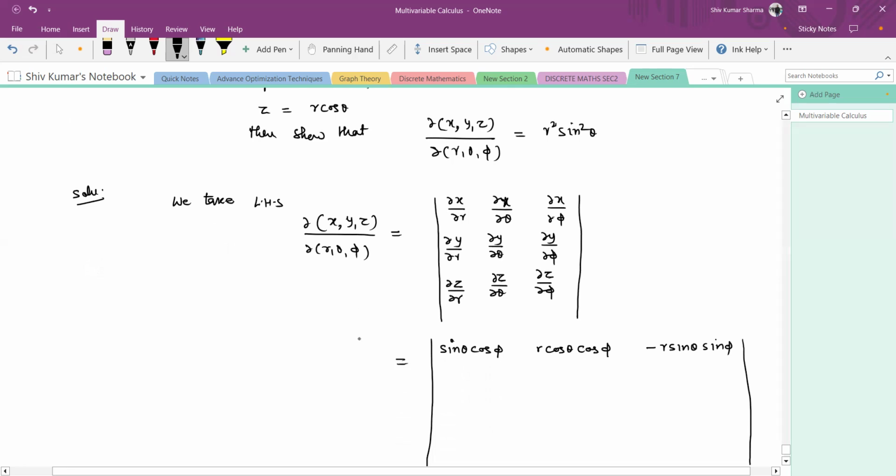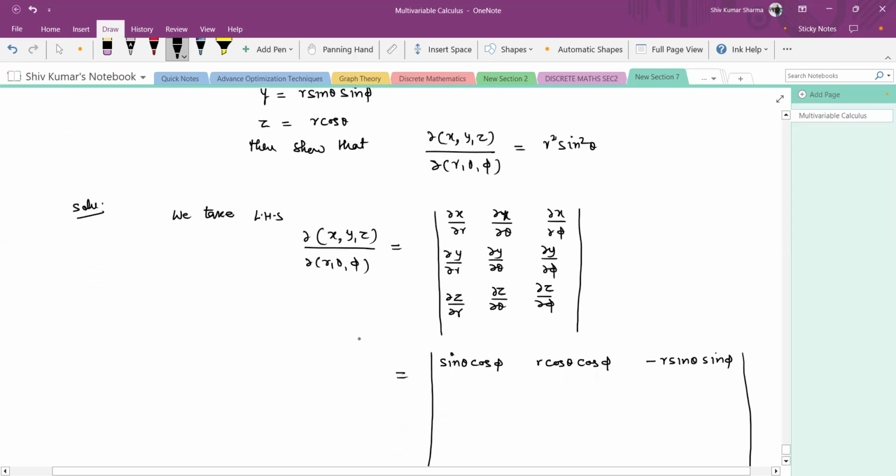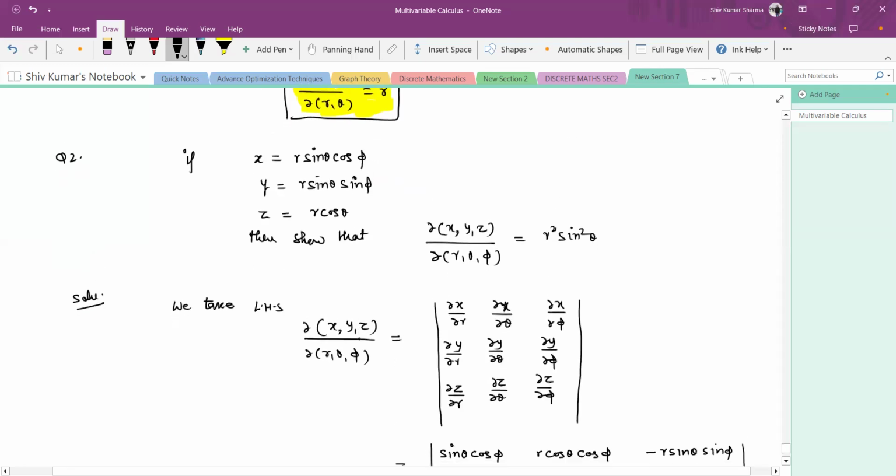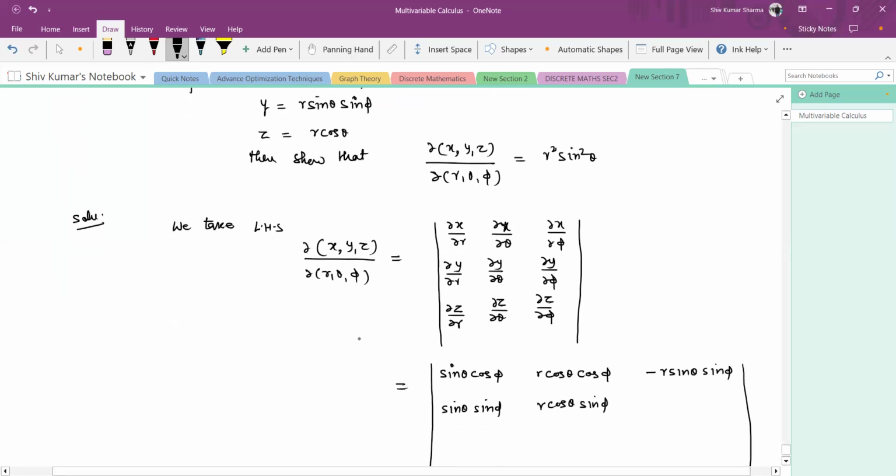Now del y upon del r is sine theta into sine phi. Del y upon del theta is r cos theta into sine phi. And del y upon del phi is r sine theta into cos phi.